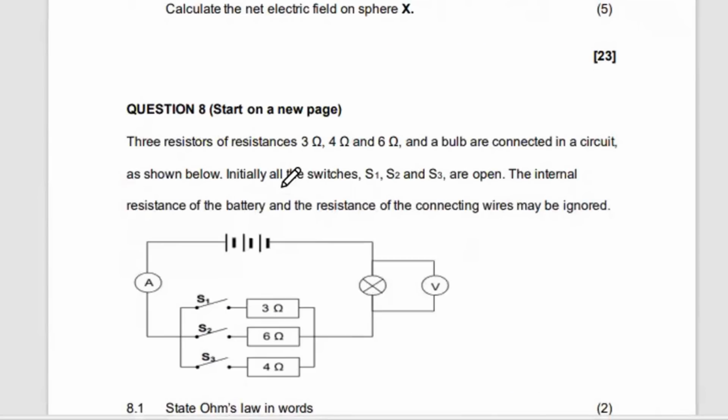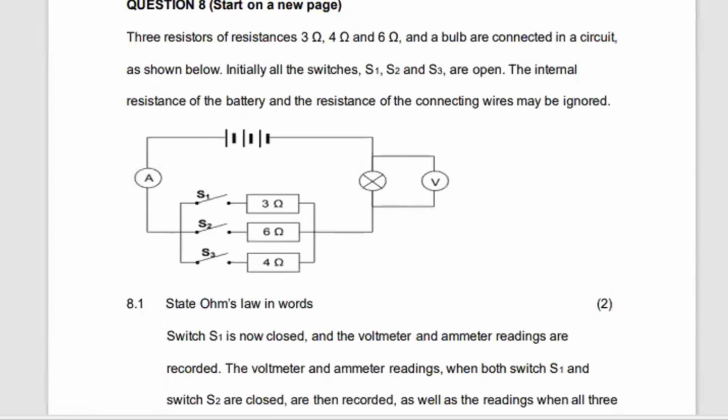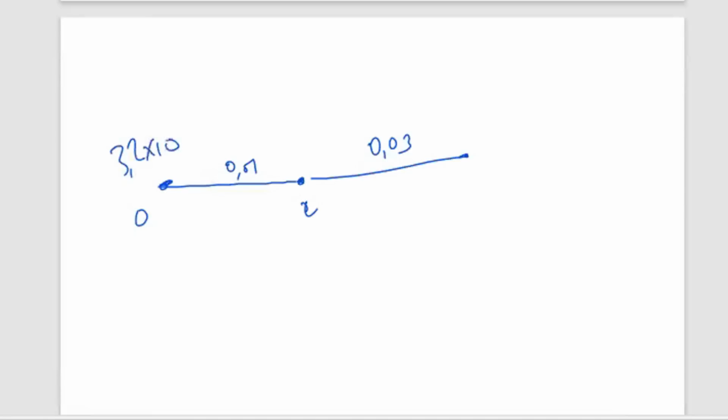Then 7.4.6, they're telling us that a negative charge Y of this magnitude is placed at B, and then this one is placed at A. Calculate the net electric field at sphere X. So let me just put it aside. If that is our X, that's 0.03. This is 0.01. So that is a 3.2 and a 2.8 negative.